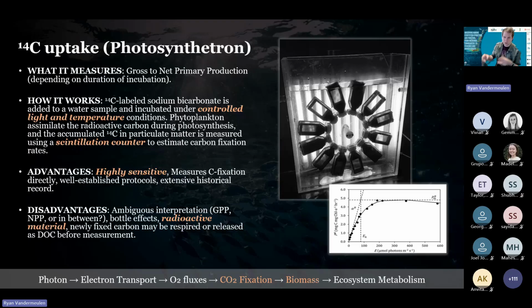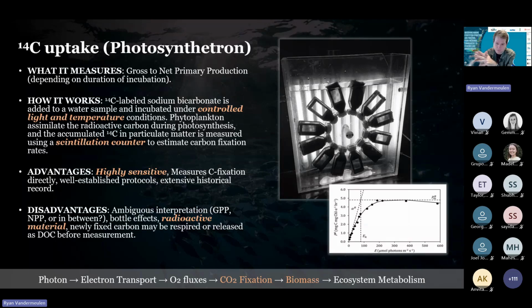Photosynthesis creates organic carbon, but cells are constantly using some of that carbon for their own metabolism through respiration, which we'll talk about next. Now, gross primary production is everything fixed by photosynthesis. By contrast, net primary production is what remains after subtracting phytoplankton respiration.